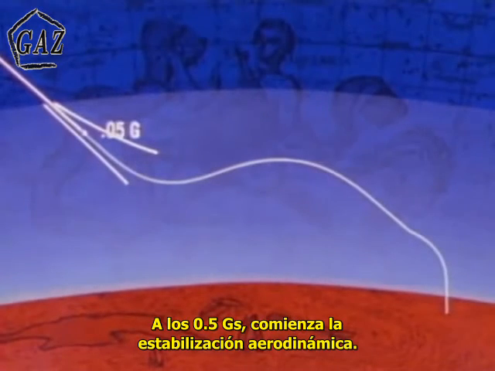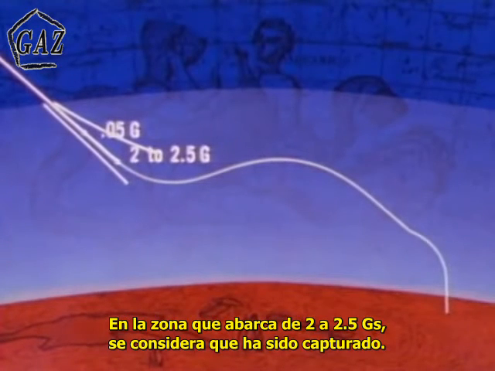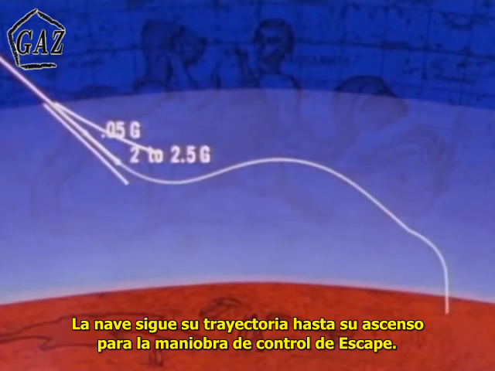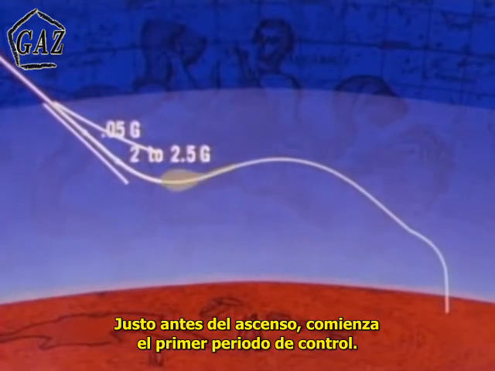At 0.05 G, aerodynamic stabilization begins. At the 2 to 2.5 G level, capture is considered achieved. The command module continues on the trajectory until pull-up for the controlled skip maneuver. This is where maximum G loads will be placed on the spacecraft and crew. Just before pull-up, the first control period will begin.